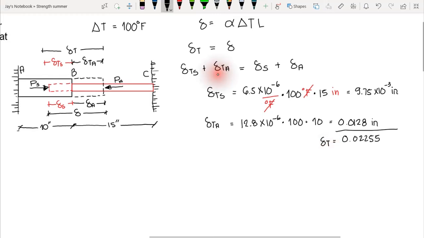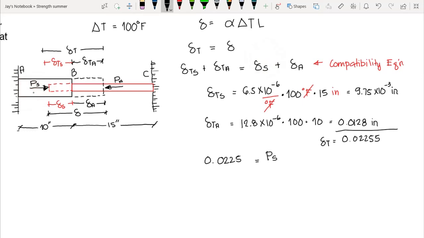Okay, so we use this compatibility equation. By using this compatibility equation, we could have 0.0225 is equal to the actual deformation in our steel, so that is the load PS, the actual load PS, that's unknown, times the length of the steel, that is 15 inches, over the area of our steel, that is 1.5, times the modulus of elasticity of our steel, that is 29 times 10 raised to the 6, plus the actual deformation in aluminum, that is PA, times the length of aluminum, that is 10 inches, over the area 2, times 10 raised to the 6, the modulus of elasticity.